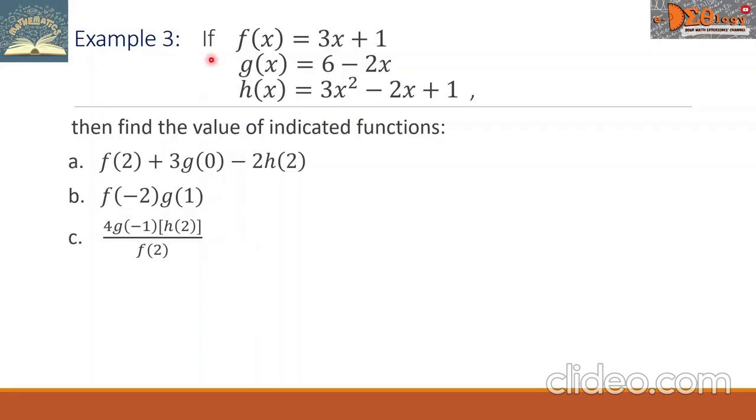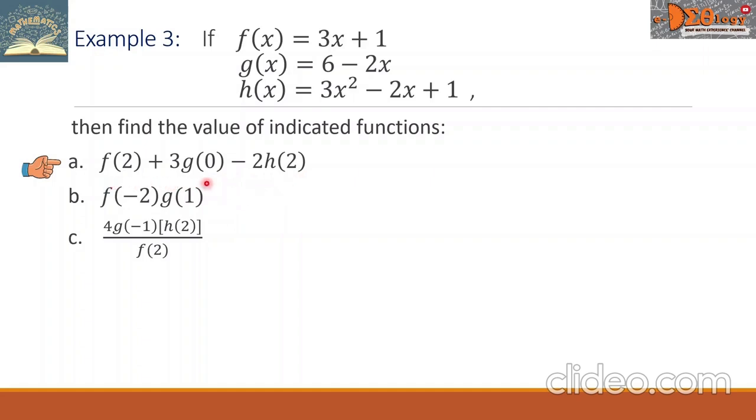Example 3. If f of x equals 3x plus 1, g of x equals 6 minus 2x, h of x equals 3x squared minus 2x plus 1, then find the value of indicated functions. We have here 3 sample problems. Let's begin with problem A. We have f of 2 plus 3 times g of 0 minus 2 times h of 2.